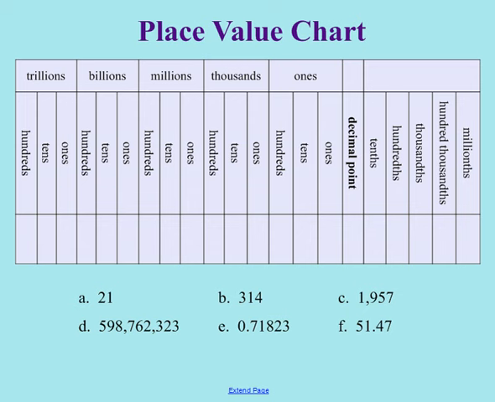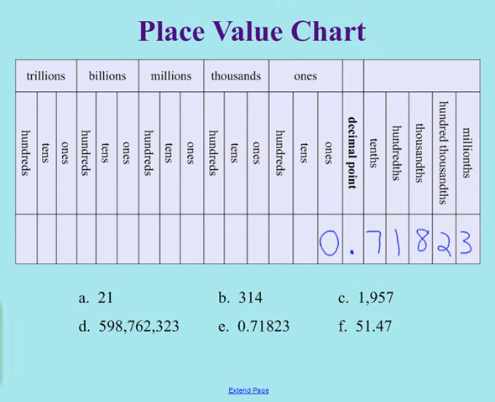Now we go to the number in part E. Most of us would read this number as 0.71823. Well, let's put it in the place value chart and then read it correctly. So we have a decimal point. We have a 0 in the ones place, a decimal point, and then we have 71823.